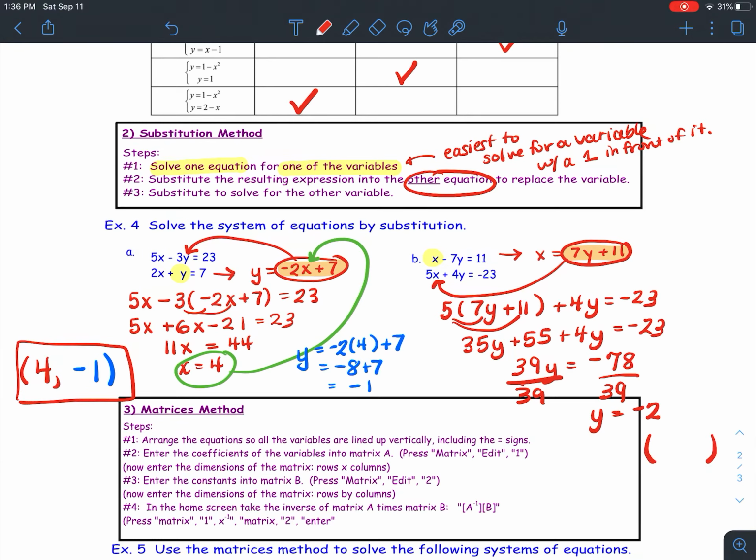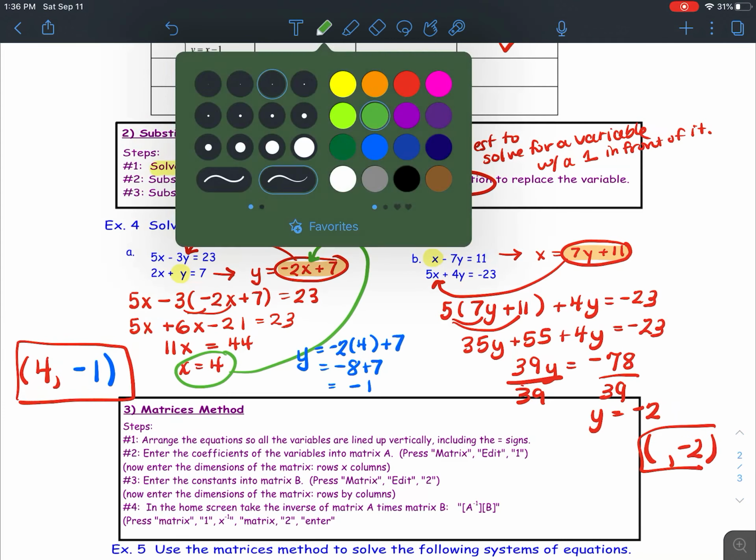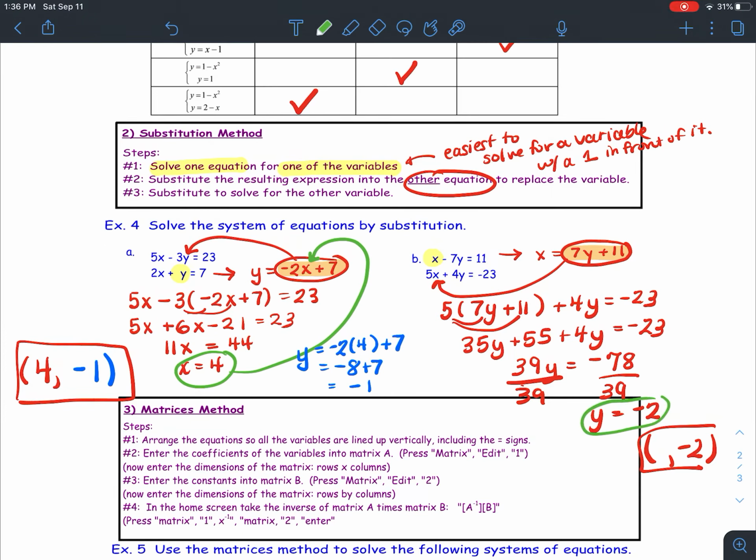Okay, so I know that the y coordinate is -2, so now I'm going to take this y value. The best place to plug it in is the equation that I already have rearranged and solved for x. So I'm going to go back to that, plug -2 in, and I end up getting -14 plus 11. I get -3 for the x coordinate. By the way, if I graphed both of these, they would both show you lines that intersected at these points that we're getting here.